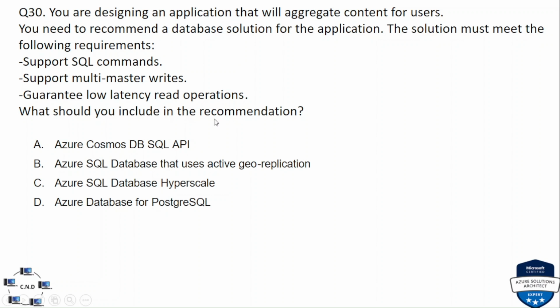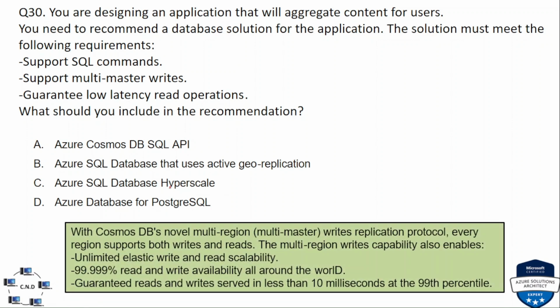And the options are A. Azure Cosmos DB SQL API, B. Azure SQL database that uses active geo replication, C. Azure SQL database hyperscale, and D. Azure database for PostgreSQL. And the correct option is the Azure Cosmos DB SQL API, and this is the explanation for the correct option.